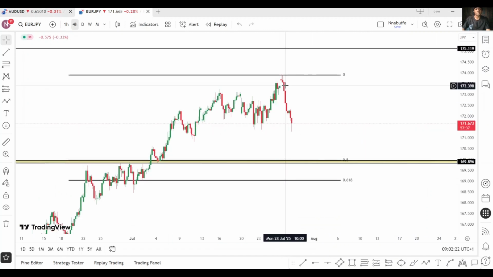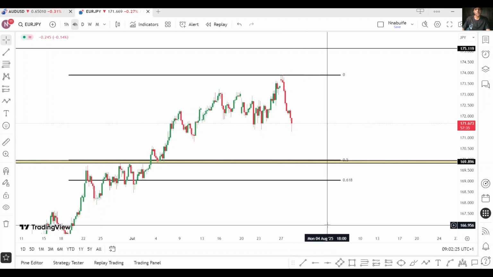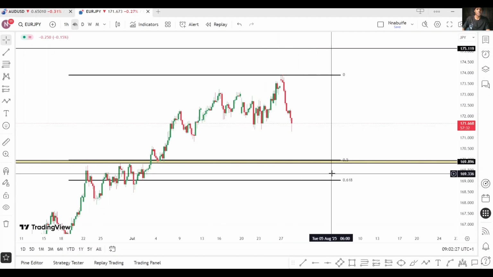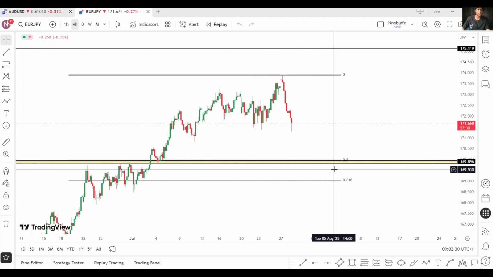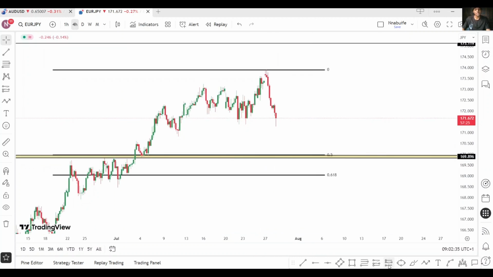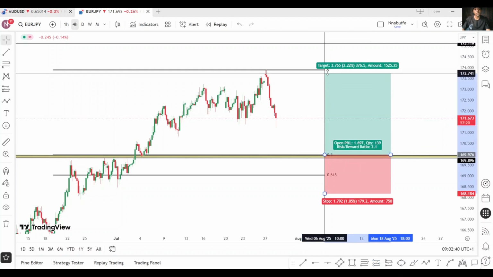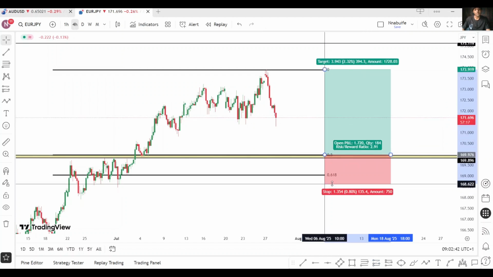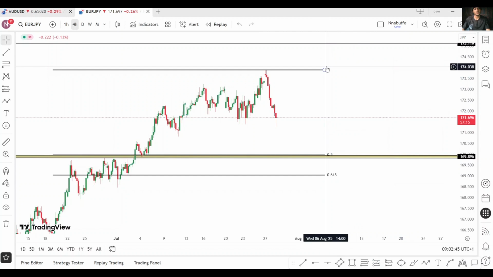I don't just mean a straight pullback. No, we're going to move sideways and then pull back. Then I can draw my CTL. Once I draw my CTL and it breaks, I'll be buying to the upside, buying here, first level targets here, stop loss come here, and that's the bias for JPY.